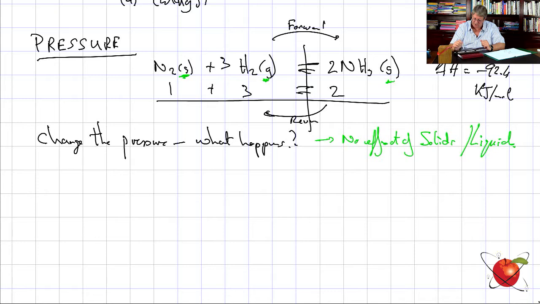So the first thing I do is write down and identify the high pressure side. Now, before we get to that, remember pressure is proportional to volume. Okay? They are related. If I increase pressure, that means my volume is decreased.